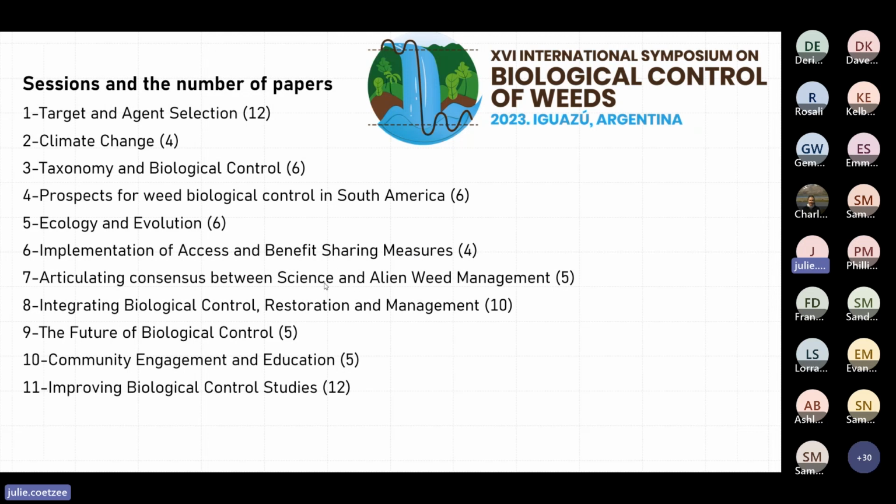Articulating consensus between science and management has always been an issue. I know particularly in South Africa, we're bridging the gap between research and implementation. How do we integrate biological control, restoration, and management featured quite highly. The future of biological control, importantly, community engagement and education, and then improving biological control studies. So always looking to how to better our science, to reduce those perceived risks, and to improve the level of control that we get.